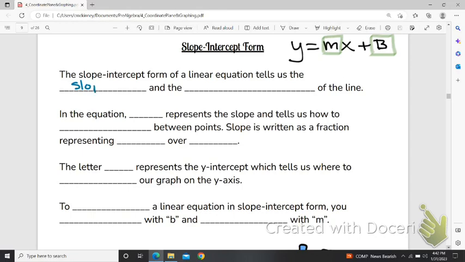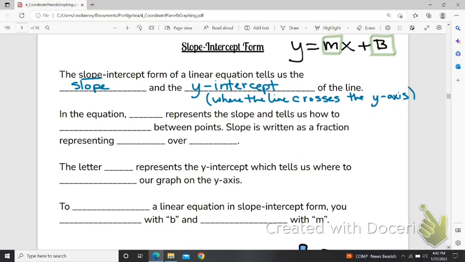The slope, and the intercept. Slope-intercept form, right? And when it says intercept, it's very specifically the y-intercept. The y-intercept is where the line crosses the y-axis. Remember, that's our vertical axis. That's what intercept means. That's where it crosses.